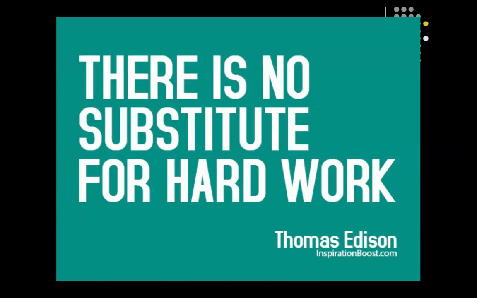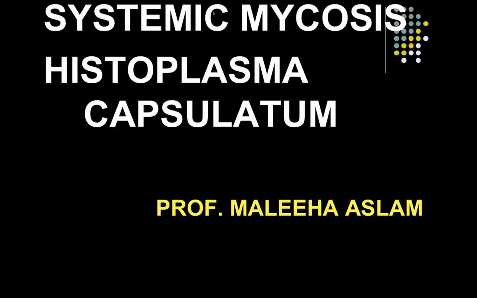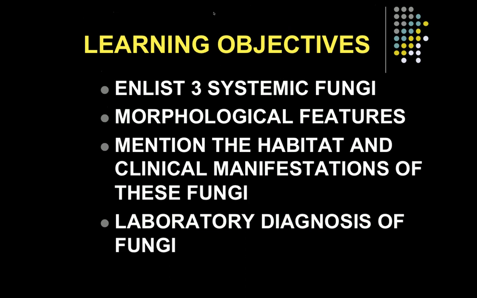I'm going to move on to systemic mycosis. Dr. Nadia has already started this topic with you, and I am going to discuss Histoplasma capsulatum. Now, what is systemic mycosis? These are the infections which develop by inhalation of spores, and in the tissues, these spores are going to differentiate into yeast cells or other specialized structures like spherules. Mostly, these infections are asymptomatic, but in immunocompromised individuals, they can lead to disseminated diseases.